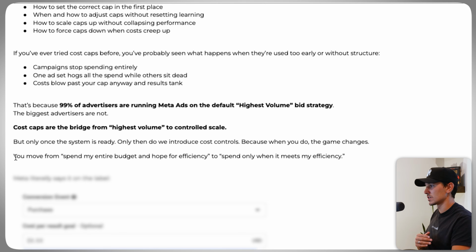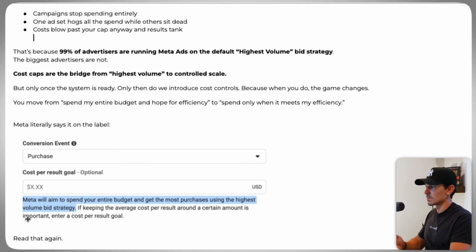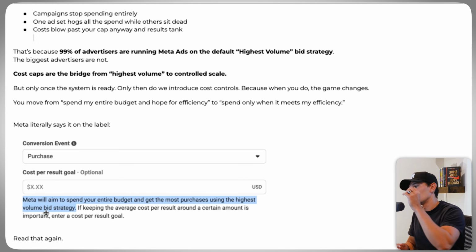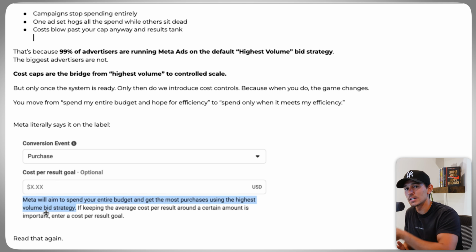This is a very important distinction. Now, literally on the label of Meta, it says Meta will aim to spend your entire budget and get the most purchases using the highest volume strategy. If keeping the average cost per result around a certain amount is important, enter a cost per result goal. Now read that one more time. You could either give permission for Meta to spend your entire budget every day, or you could say only buy when it's worth it. And as I said before, this is for advanced operating and scaling only.